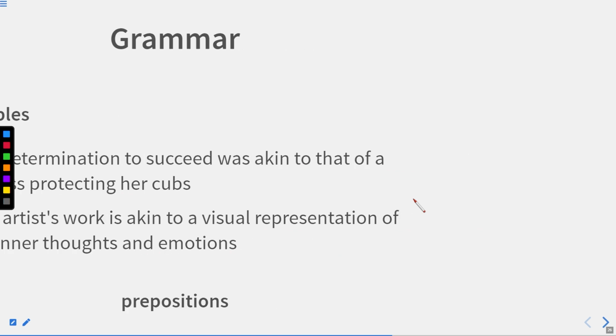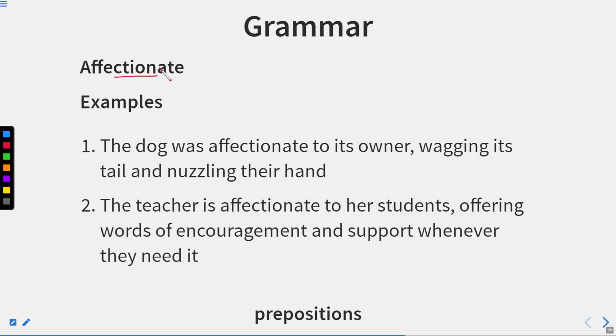Now let us move to the next one. We have another word, affectionate. So when we are affectionate to someone, it means when we love someone, when we are attached towards someone. The dog was affectionate to its owner. It means he was loyal to its owner, wagging its tail and nuzzling their hand. The teacher is affectionate to her students, offering words of encouragement and support whenever they need it. So affectionate to means the teacher is very close and lovable to her students, just because she is very caring about her students.